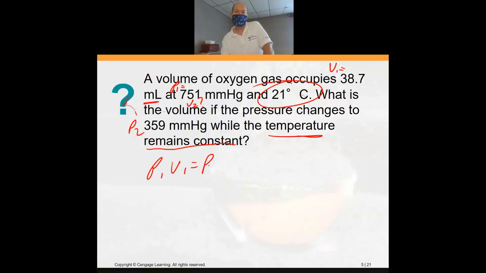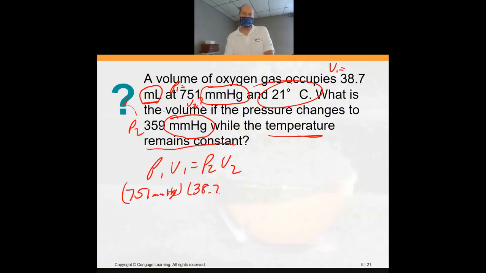P1V1 is equal to P2V2. You just put in your numbers. You have to make sure that your units of pressure are the same. You don't have to convert them to anything unless they're not the same. If they're the same, then you leave them just the way they are. The unit for volume is milliliters, so our answer is going to be in milliliters. So you put in your pressure, 751 millimeters of mercury. You put in your volume, 38.7 milliliters. You put in your pressure 2, 359 millimeters of mercury. And then you solve for V2 by simply dividing by 359 millimeters of mercury.